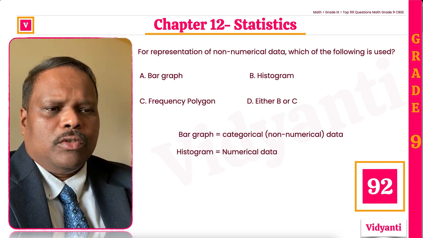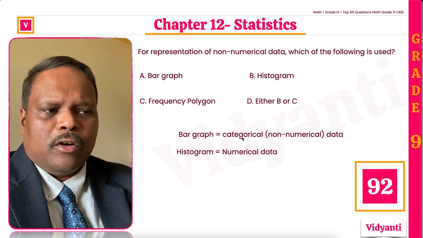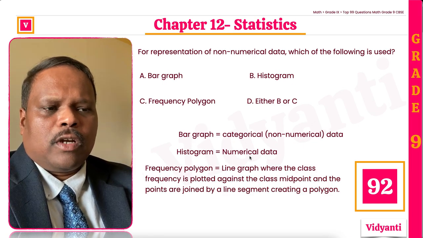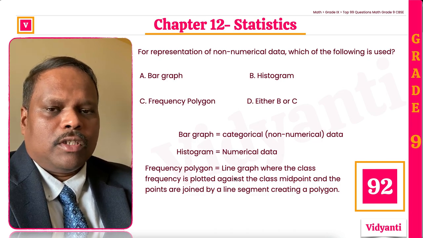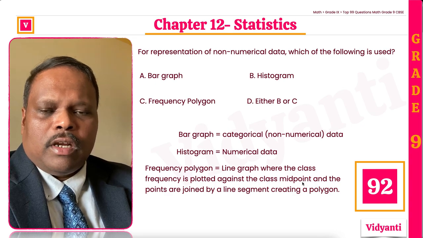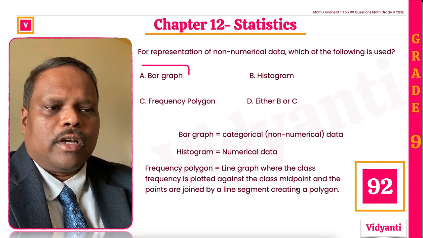For non-numerical data, we use, first of all, a bar graph; we use it for categorical or non-numerical data. A histogram we use for numerical data, and a frequency polygon is just a polygon which will connect the midpoints. Class frequency is plotted against the class midpoint, and then we connect them and make it a polygon. So the correct answer will be bar graph.